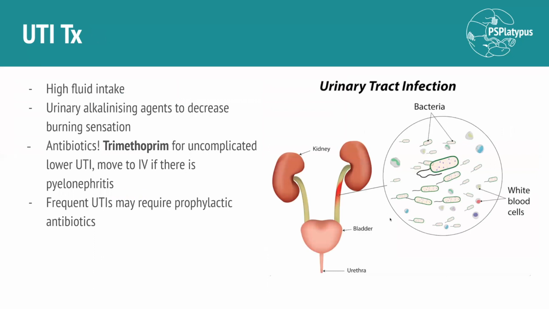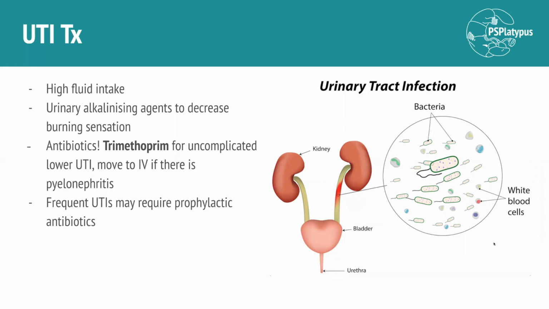Next, we have the treatment of UTIs, and it's just a pharmacological treatment, and basically it's high fluid intake to prevent acute kidney injury due to blockages and inflammation. We use urinary alkalizing agents to decrease the burning sensation, as many of these bacteria cause increased pH, and therefore we try giving them alkalizing agents to decrease the burning sensation.